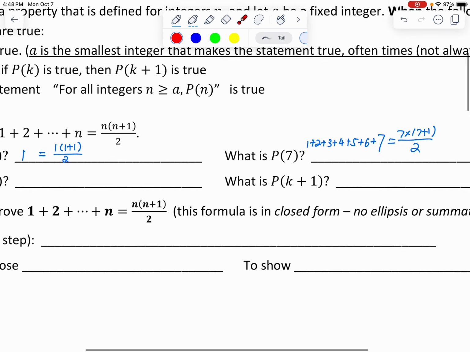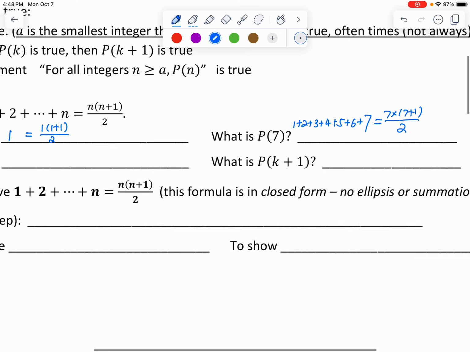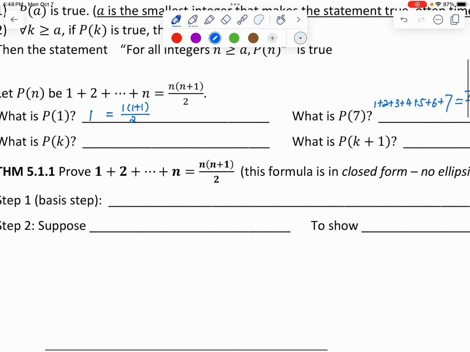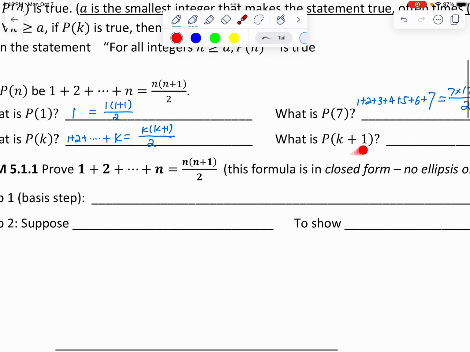Okay. And now in general, what is P of k? That means when n is k, what is this statement? So it's going to be 1 plus 2 plus, when n is k, that means the last integer is going to be k, equals, the right hand side will be k times k plus 1 divided by 2. That's P of k. And what about P of k plus 1?